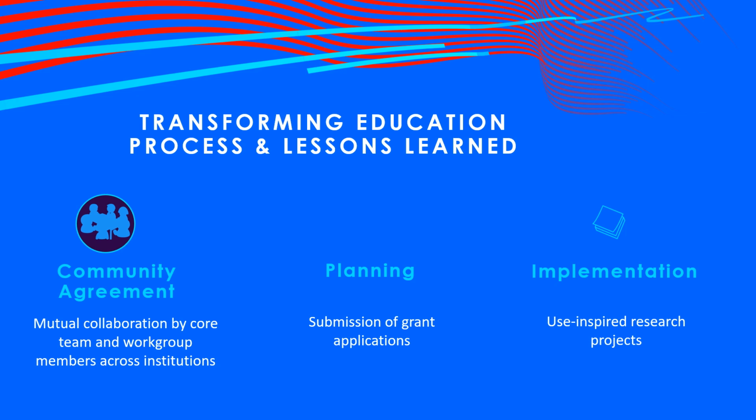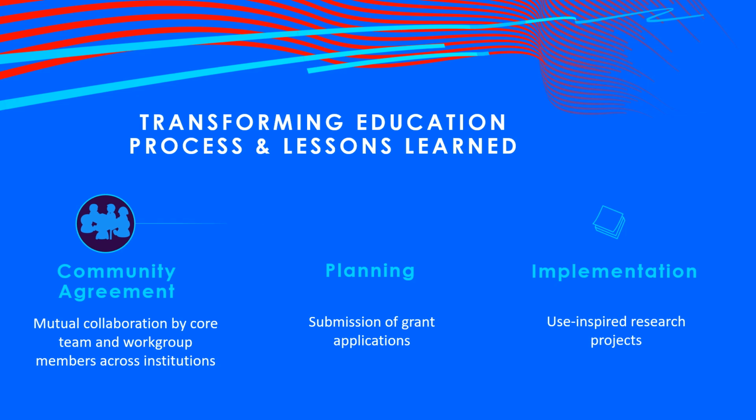For the Transforming Education work group, we wanted to share some of the lessons learned and the processes that worked. First, it is recommended to have a community agreement. This ensures mutual collaboration by your core team members and your work group members across institutions.